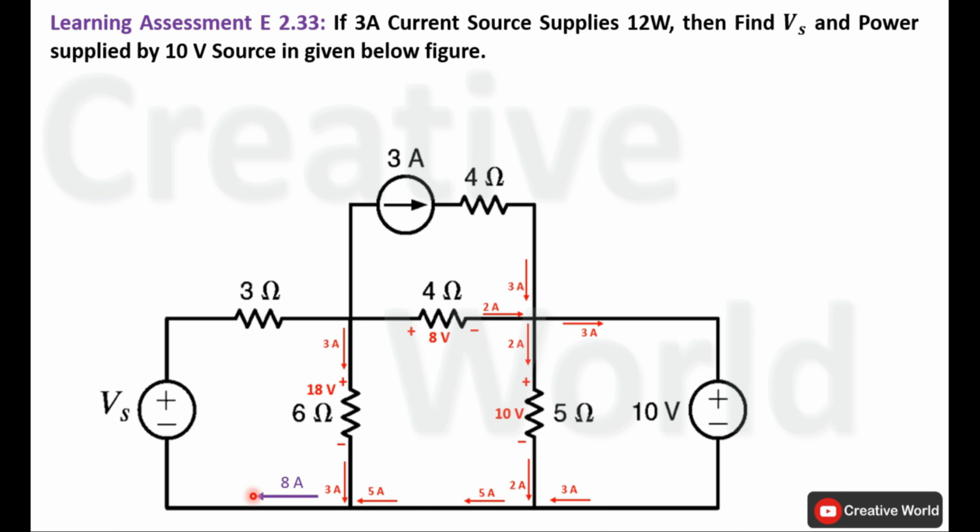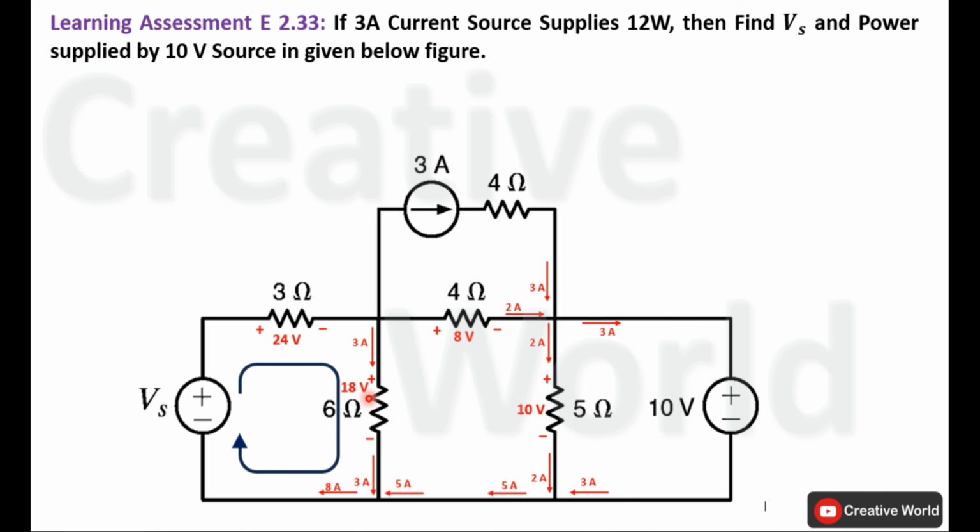This same current with same direction will also flow from this 3 ohm resistance. So current entering terminal will be taken with positive sign and current leaving terminal will be taken with negative sign. We can calculate voltage across this 3 ohm resistance, that is V equal to I multiply by R. Current is 8 ampere and value of resistance is 3 ohm. So voltage across this 3 ohm resistance will be 24 volt. Modify the circuit according to calculated values.